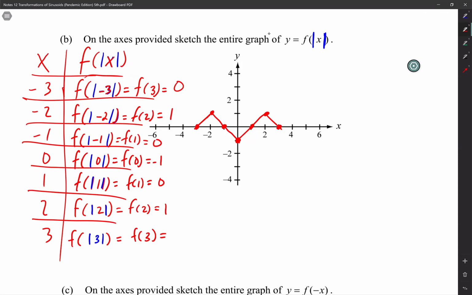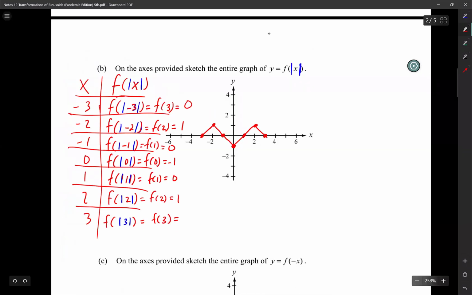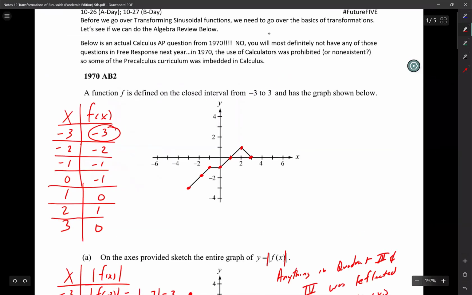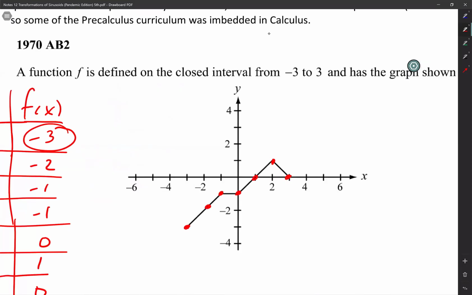What happened? Compare that graph to the one on number 1, to the original. What does it look like happened, guys? All your x values that were negative were deleted, and you reflect whatever is in quadrant 1 and 4. Do you guys see that?